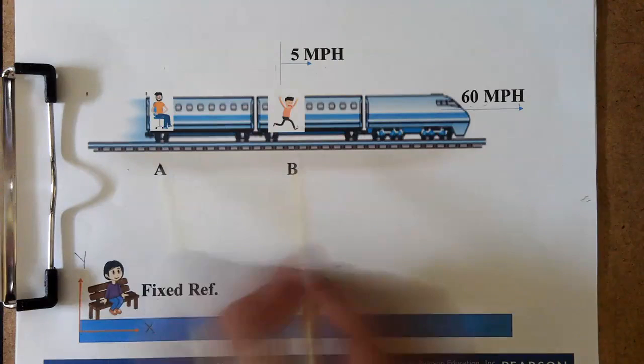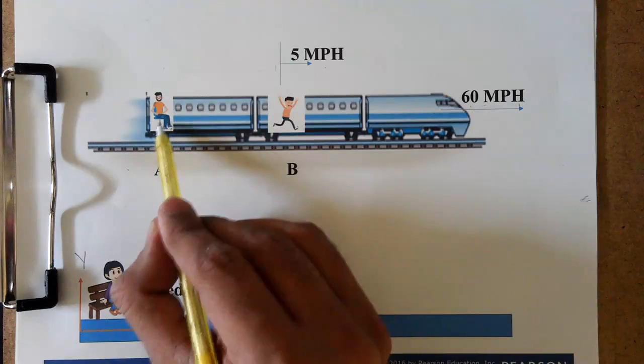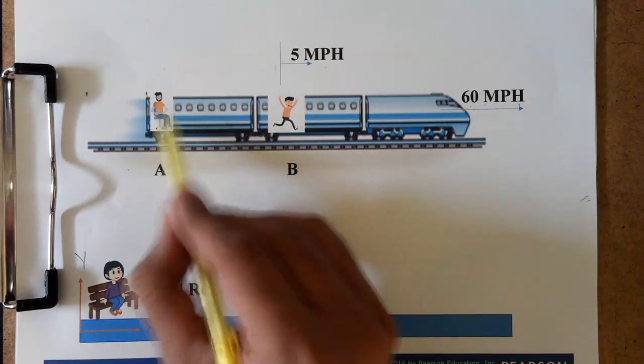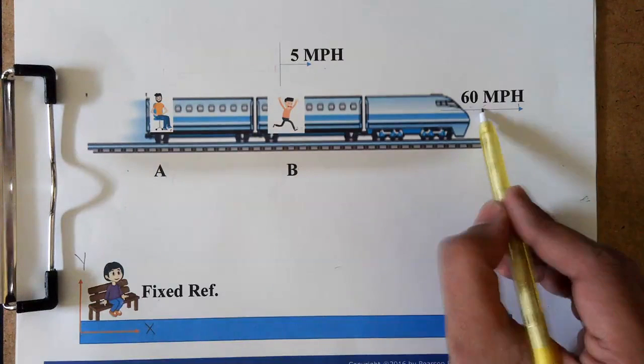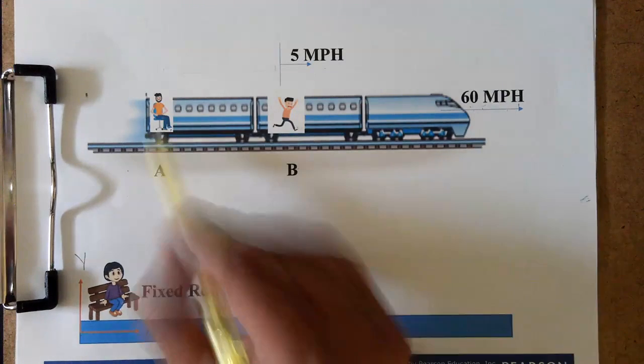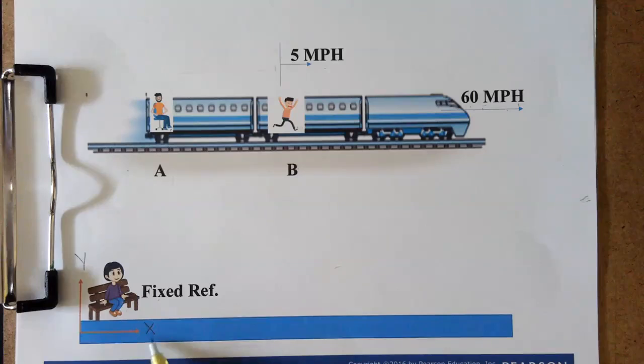Now consider two persons on the train. Person A is sitting on a chair in the train, so he is not moving relative to the train, but he is actually moving with the same velocity as that of the train. So the speed of this person is 60 miles per hour and the velocity of this person is 60i, where i is the unit vector in the direction of x.